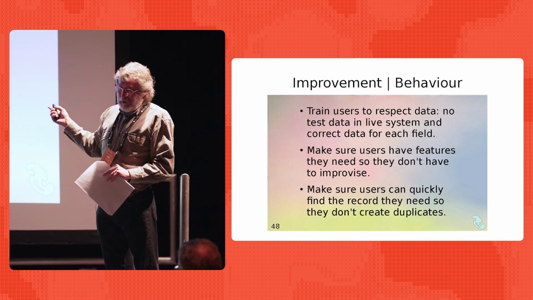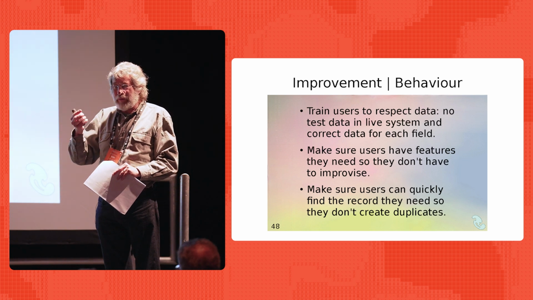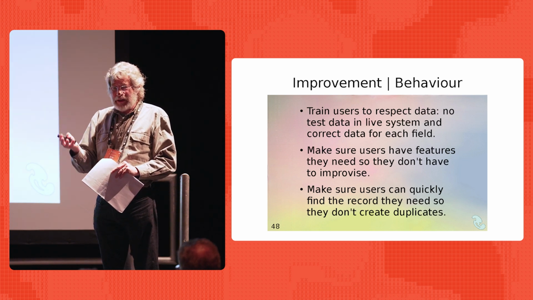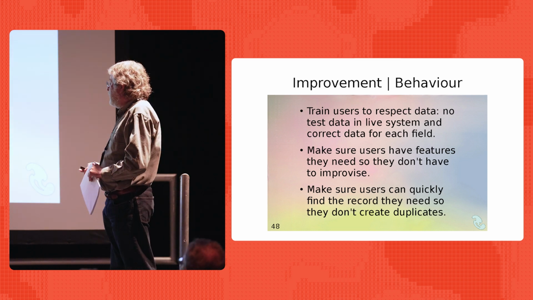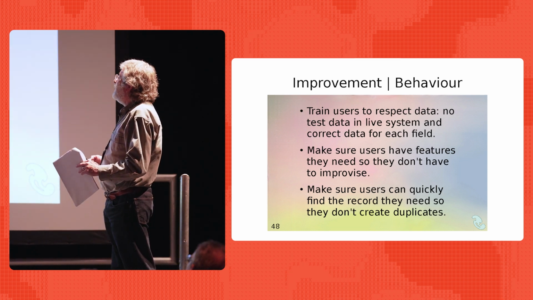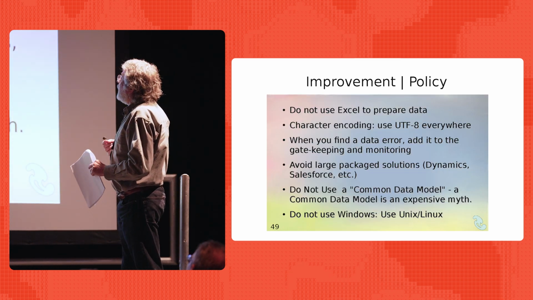That happens especially with duplicates, of course. If they can't find the person that's on the phone in the system already, then they'll create another record. And it's not their fault. We have to work with them.